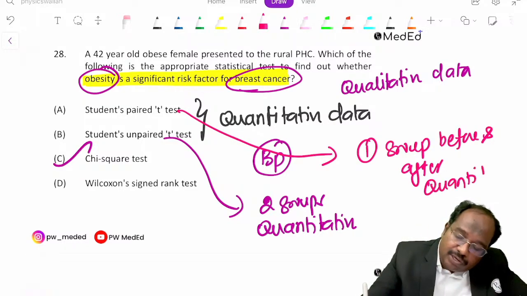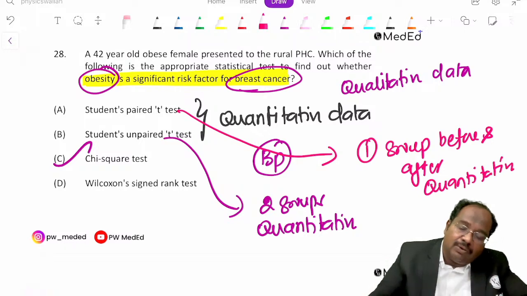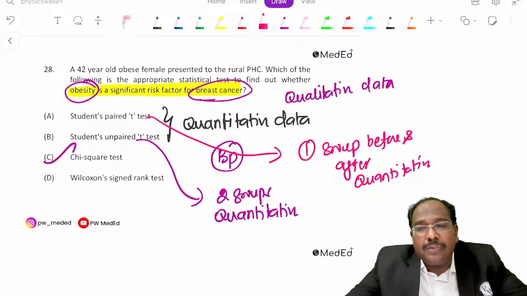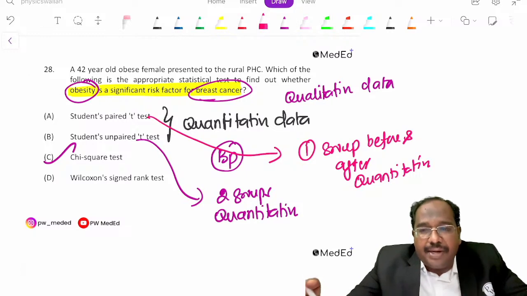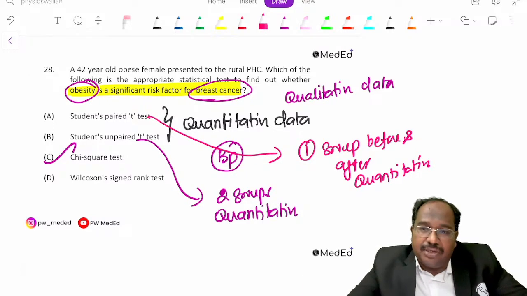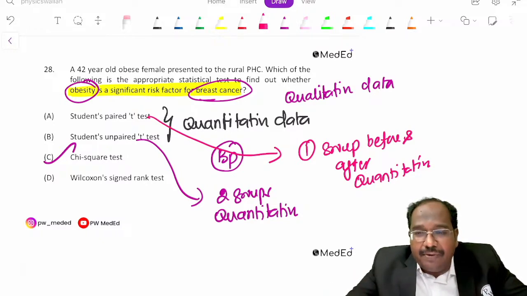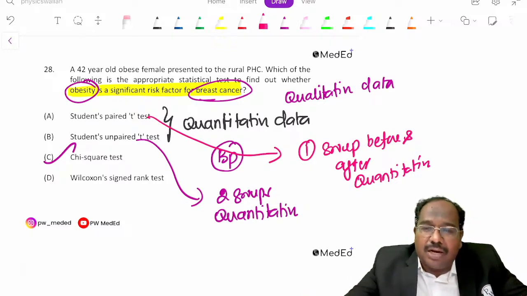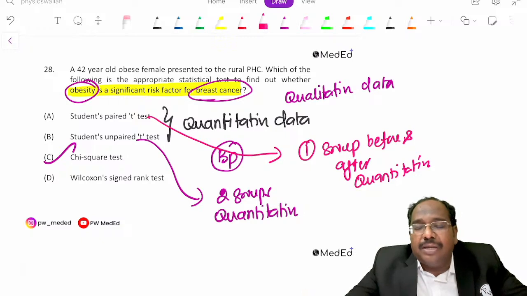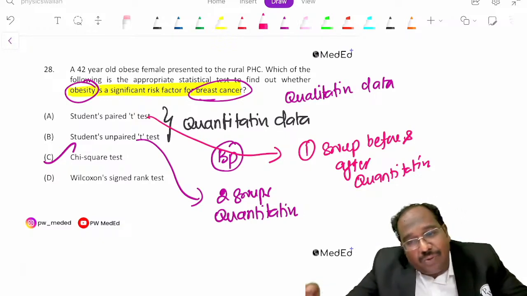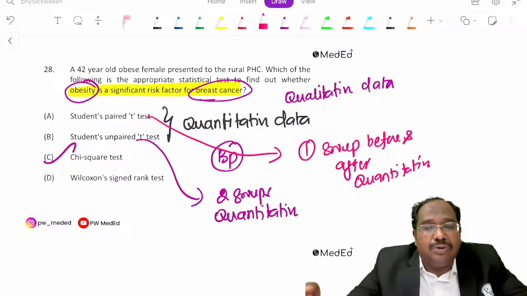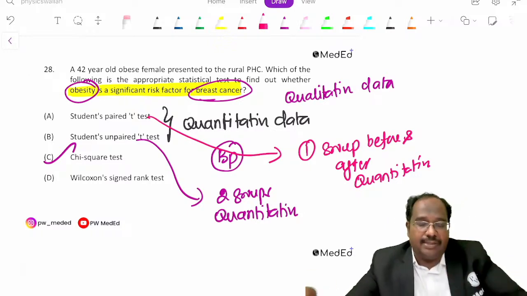These three questions are the only ones that will be asked, if at all. I'm repeating again: quantitative data, that is blood pressure, only one group before and after means paired t-test. Quantitative data with two separate groups, anything measurable like cholesterol or blood pressure, means unpaired t-test. And for qualitative data, there is only one test that we are going to use, that is the chi-square test. For your exam, that is enough. Fine.